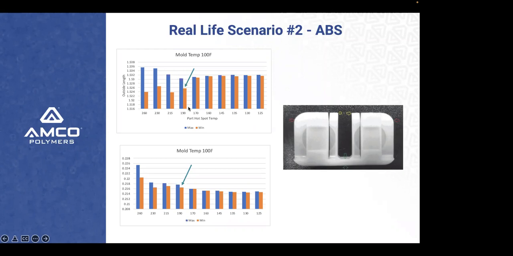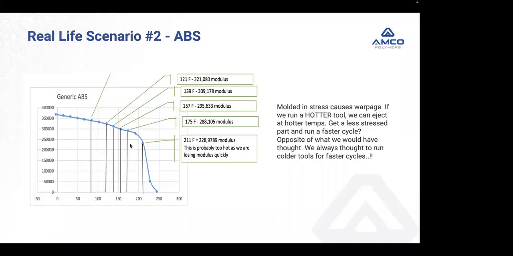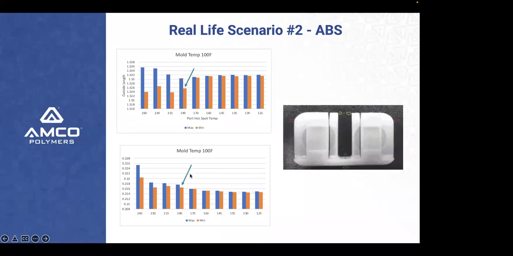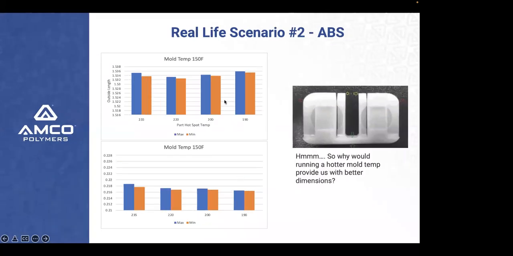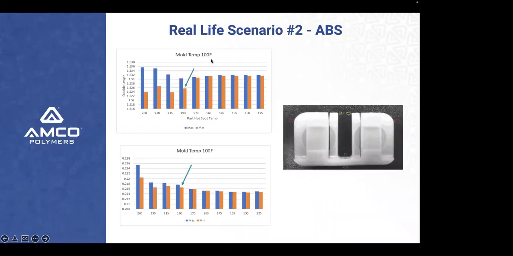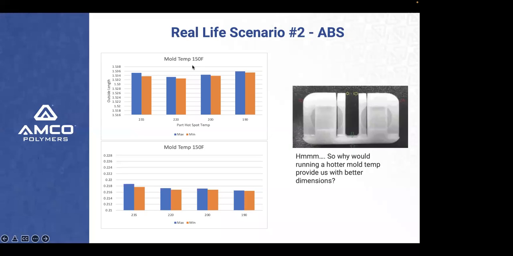But I looked at my curve here and I'm like, wait a minute, 170, 180, I would think I should be out at 210, 211. Why am I moving too much? So I looked at this again, same 100 degrees. So I said, let's run a hotter mold temperature. So I actually ran a hotter mold temperature. I went from 100 degrees Fahrenheit to 150 degrees Fahrenheit. And notice I got all the way out here to 235 degrees. And my dimensions, my max to min, they don't really change that much.